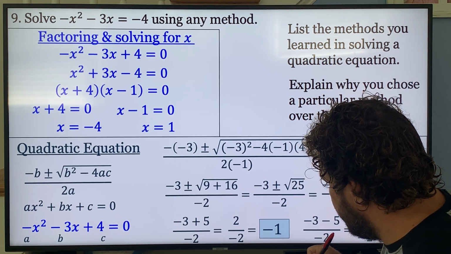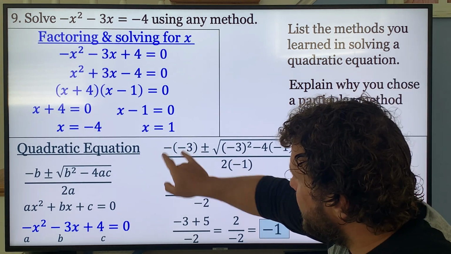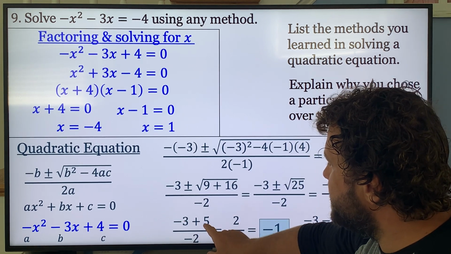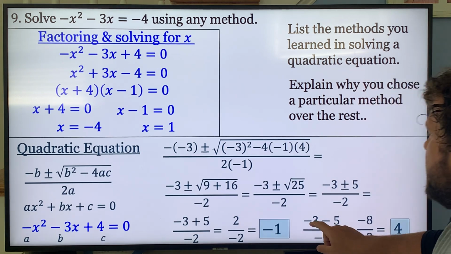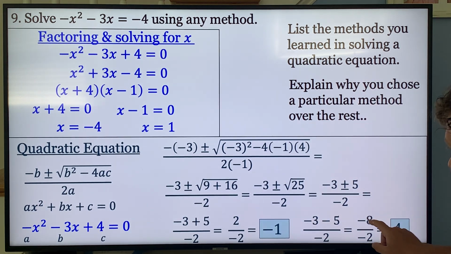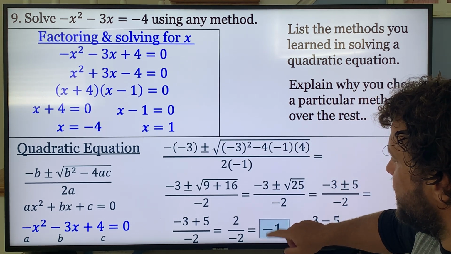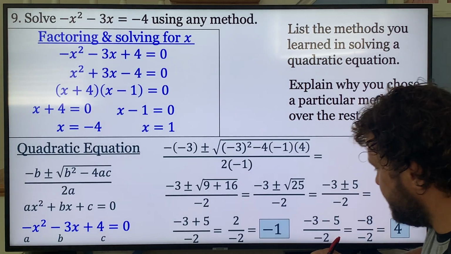This should be +3, +3, +3, +3. 3 plus 5 is 8. 8 divided by -2 is -4. 3 minus 5 is -2 over -2, which is 1. All right. So this should say 1 and -4. Another mistake. See that? Don't worry.